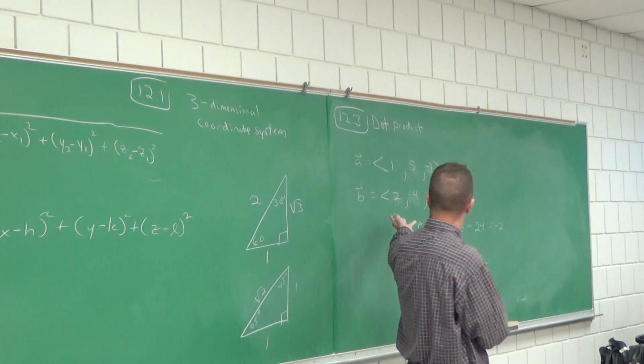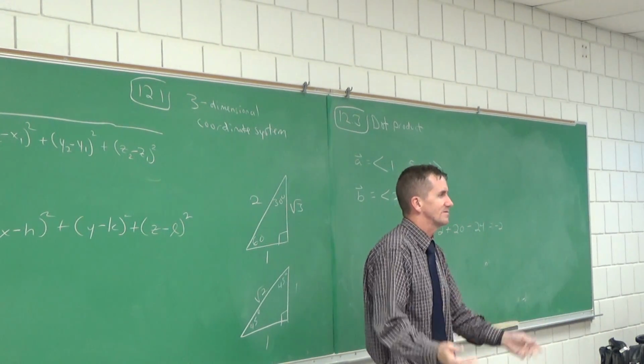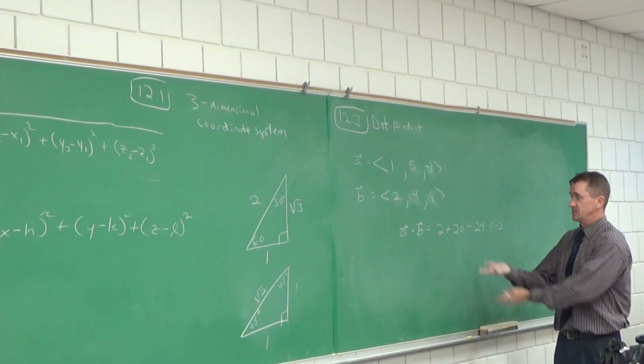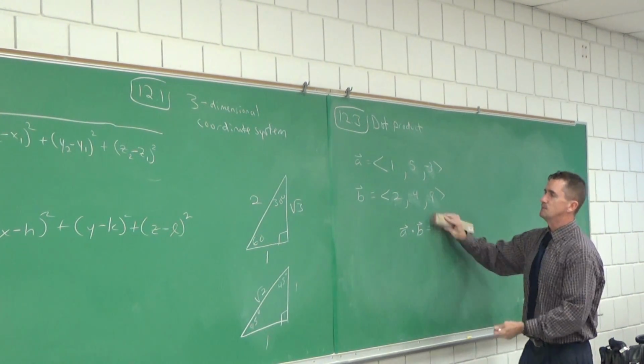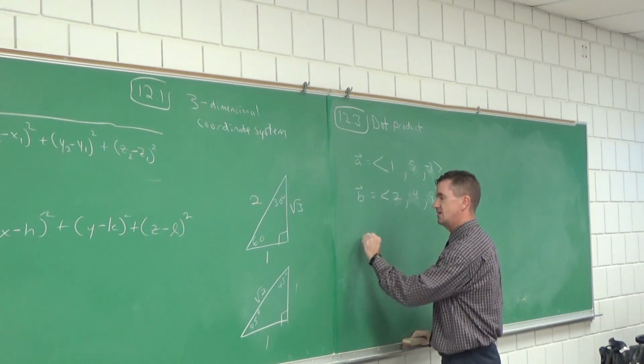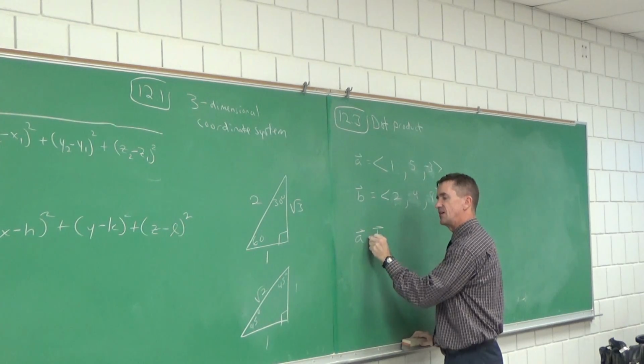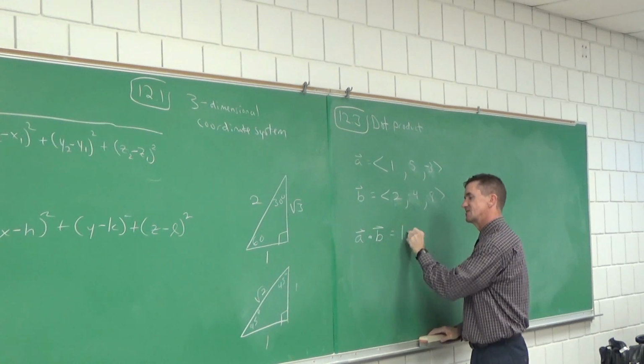So there's the definition. He asked a really good question: what does that mean? Right now it just has no meaning to us. It's just a definition that comes up with a number. But cool theorems like this emerge. A dot B, the dot product of any two vectors, will always equal this.